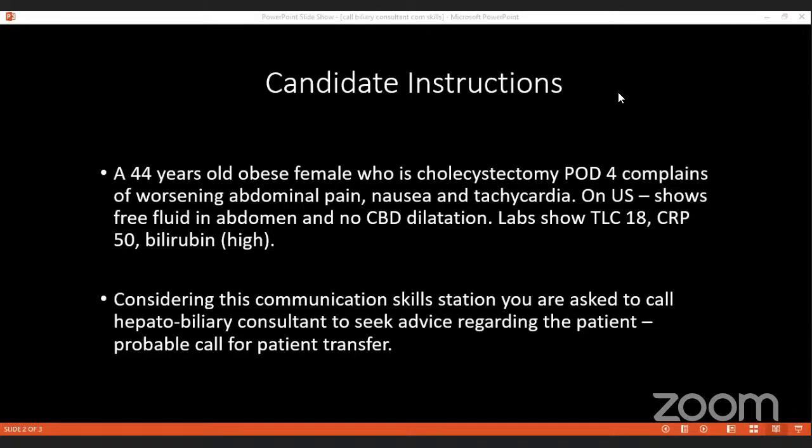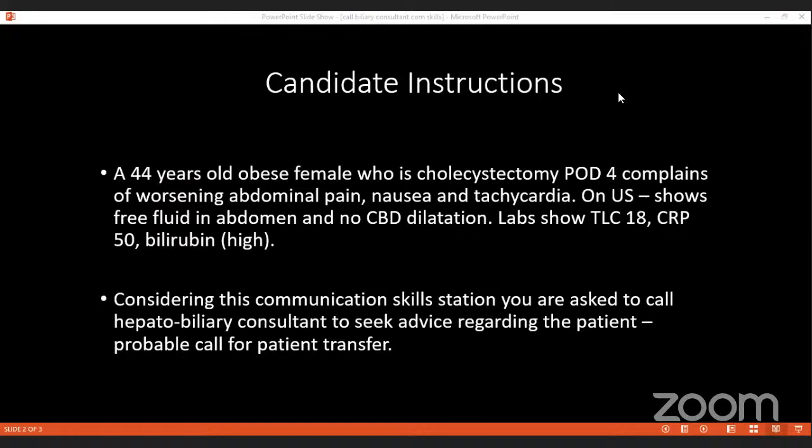Okay. So, what investigations have you done for the patient? And is the patient stable or unstable? The investigations done: full blood count shows increased total leukocyte count, the CRP is high, and the bilirubin is high.